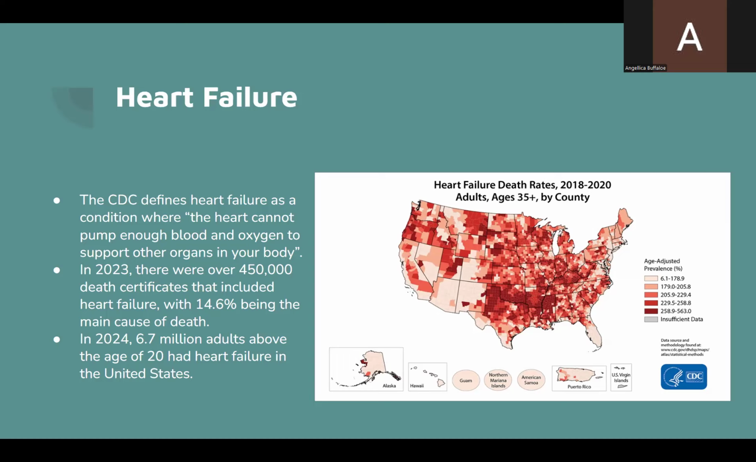And with the image in the slide, it's titled Heart Failure Deaths 2018 to 2020 in adults 35 and up, based on each county. And as we can see, the middle of the southern US has the highest age adjusted prevalence when related to heart failure deaths. So yes, very high in the middle southern region.